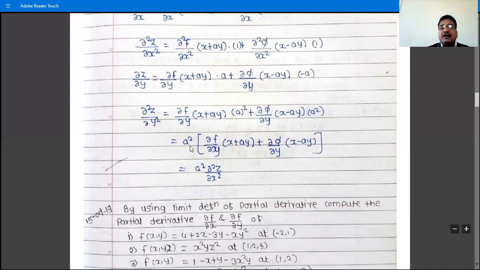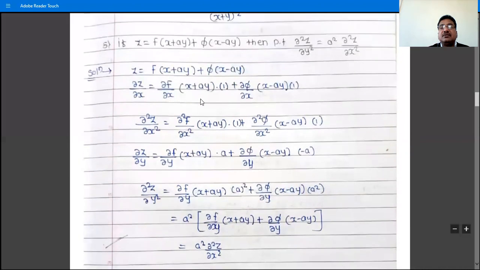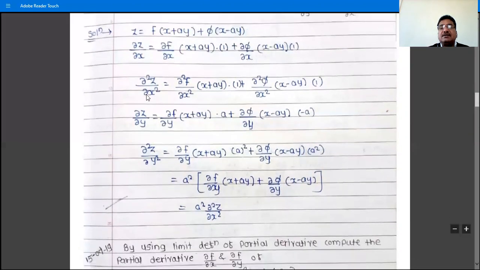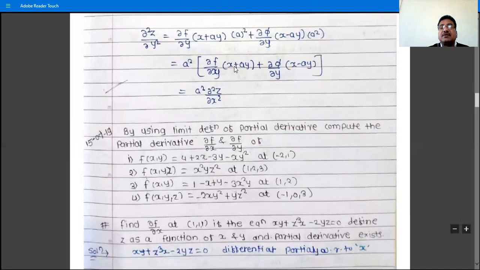Then take a square as common. Here write ∂²f/∂y², ∂²φ/∂y², and this is equal to this quantity, that is ∂²z/∂x². So a square times ∂²f/∂y² plus ∂²φ/∂y², and this bracket is the ∂²z/∂x².